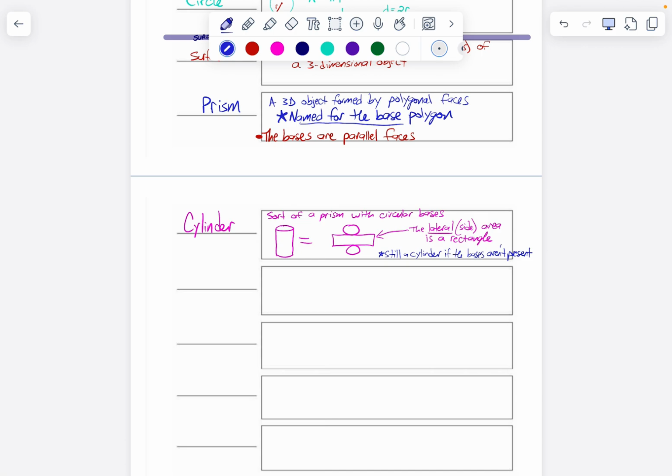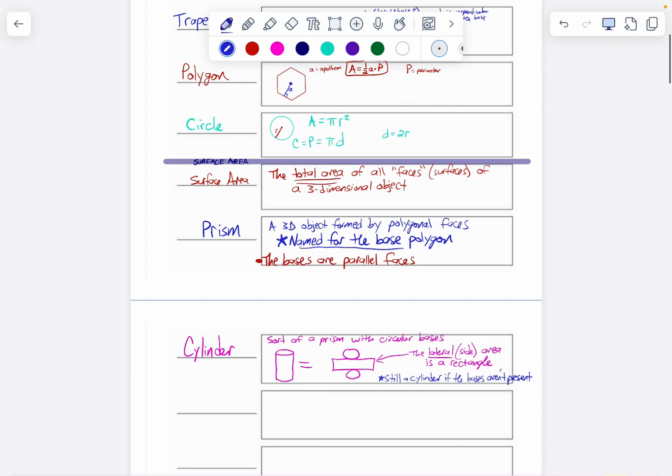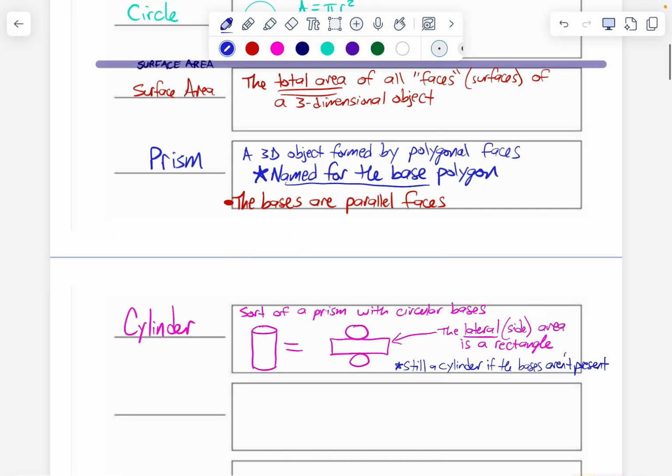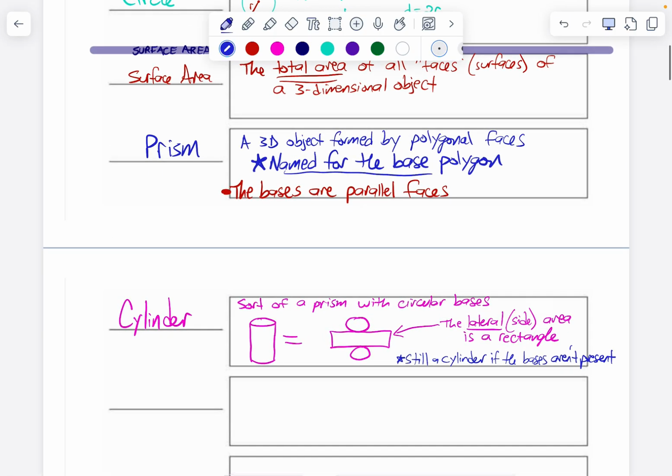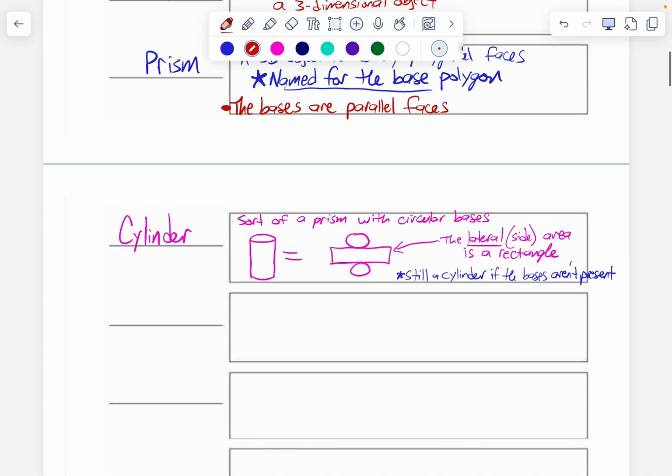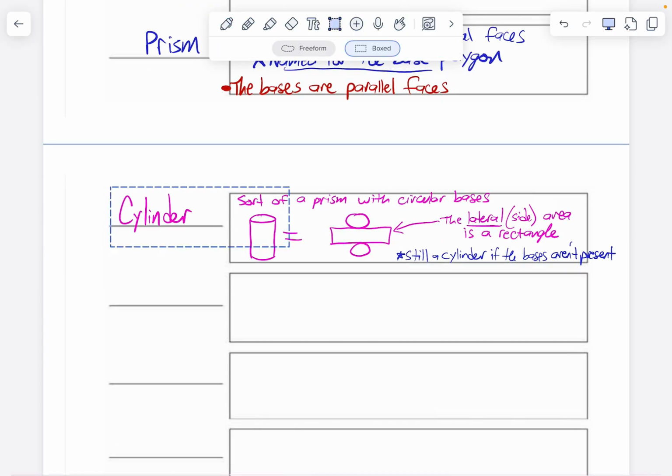Can you see if I stand right here? Okay. All right, so for a prism, we kind of defined them. Let me go right in the surface area. I should have scooted that stuff down. I think I will.